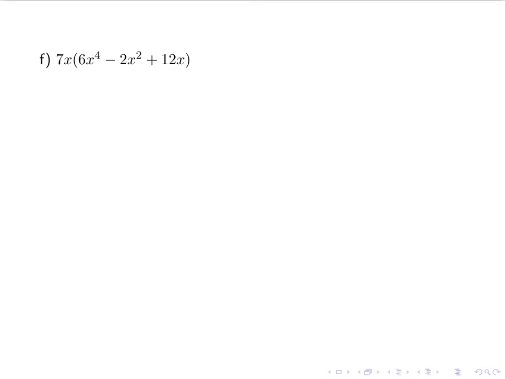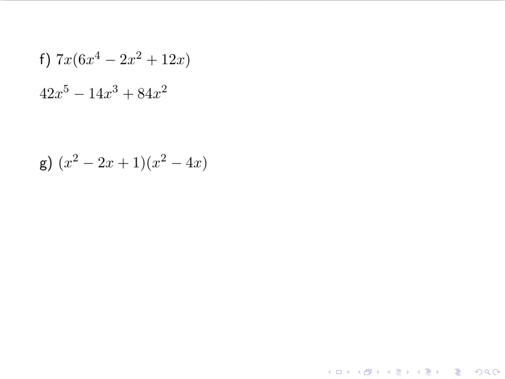Okay, here's another monomial times a polynomial, so I'm just going to distribute. And hopefully we can see that 7x times 6x to the 4th will give us 42x to the 5th. Again, remember, if you don't see an exponent, it's a 1. So 1 plus 4 is 5. My second term, 7 times 2 is 14. 1 plus 2 for the exponent is 3. And then for the last term, 7 times 12 is 84. X times x is x squared.